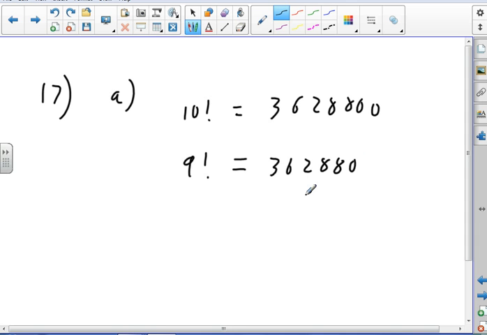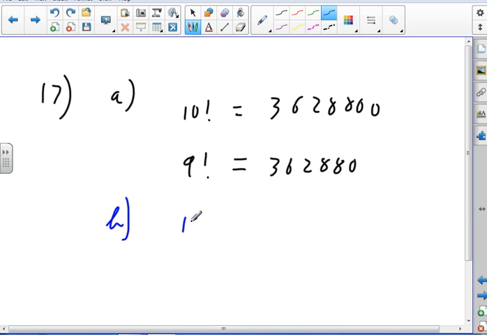And then if we go and put 9 factorial in our calculator, it should tell us 362,880. So it tells us that. So that's good. I'm glad I did that.